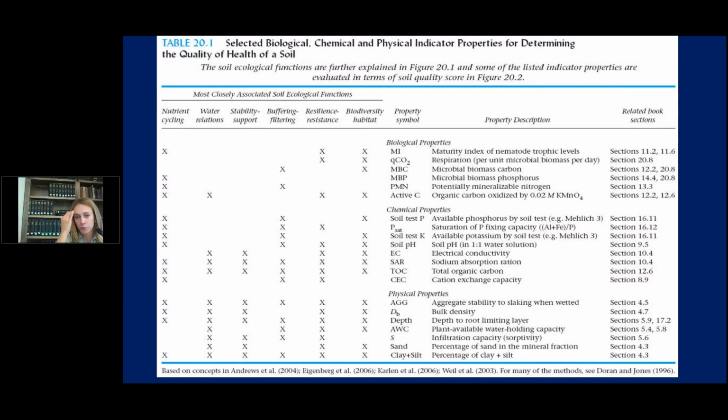So I don't expect you to read every single line in this table, but the take-home message here is, depending on the function or the objective, different soil properties will be related to that specific function. For instance, you have here biological, chemical, and physical properties. Soil respiration is directly related to soil resilience. For instance, soil test P, if the main objective is nutrient cycling, this will be an important soil property to be considered in the soil health assessment.